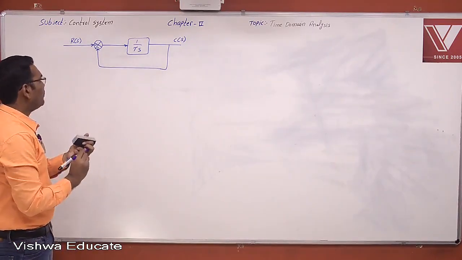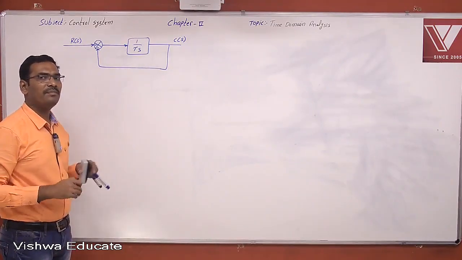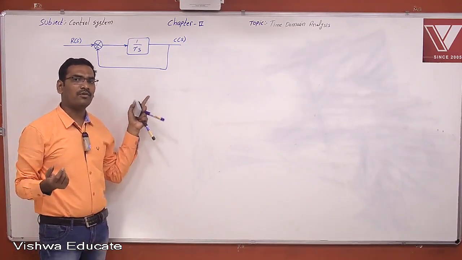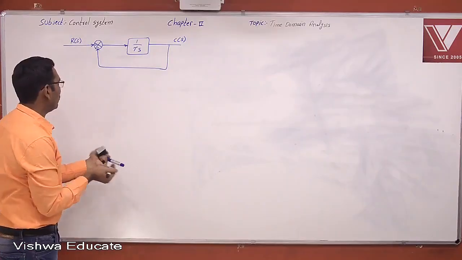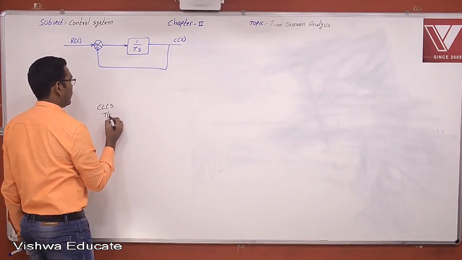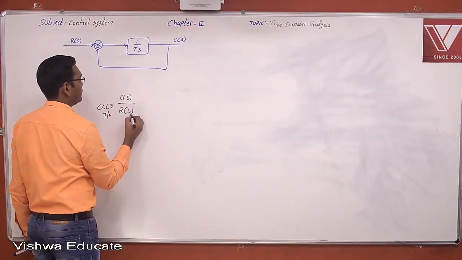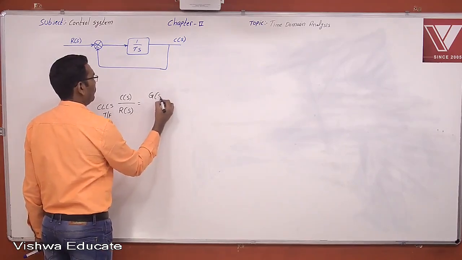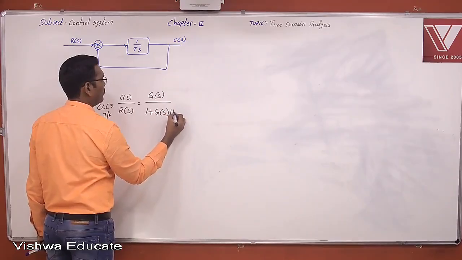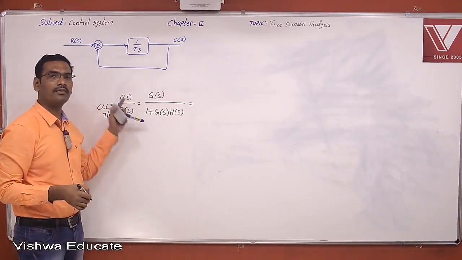The feedback path gain is unity. Whenever the feedback path gain is unity, you have a shortcut method to find the closed loop transfer function from the open loop transfer function. Use that shortcut method. Now this is the closed loop control system transfer function, C of S by R of S, which is equal to G of S by 1 plus G of S into H of S. Don't do this method because you have a shortcut method. Why unnecessarily waste your time?